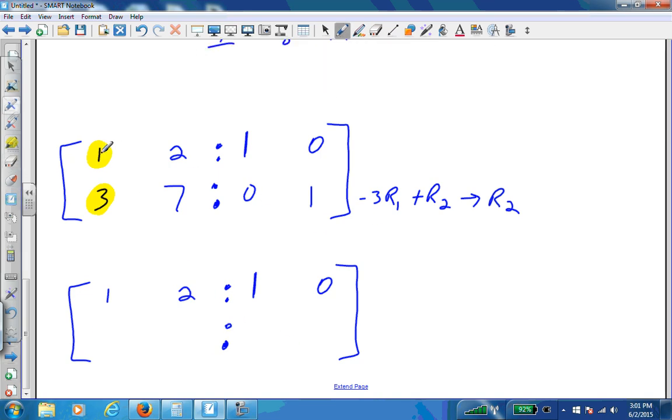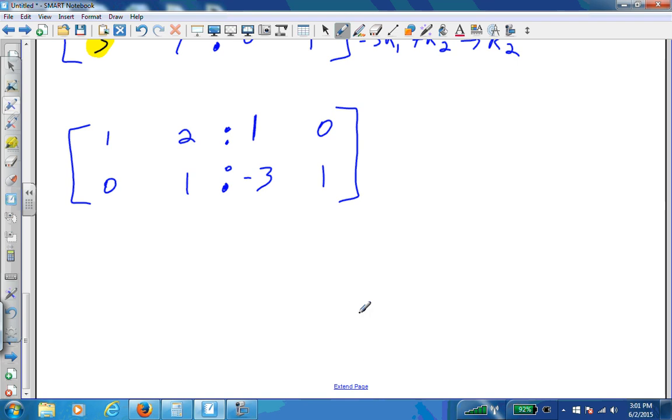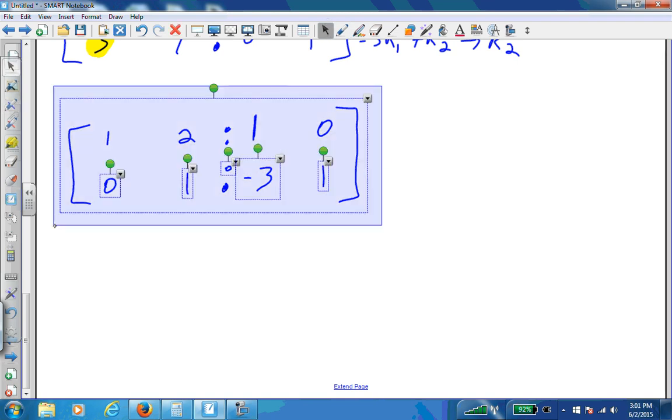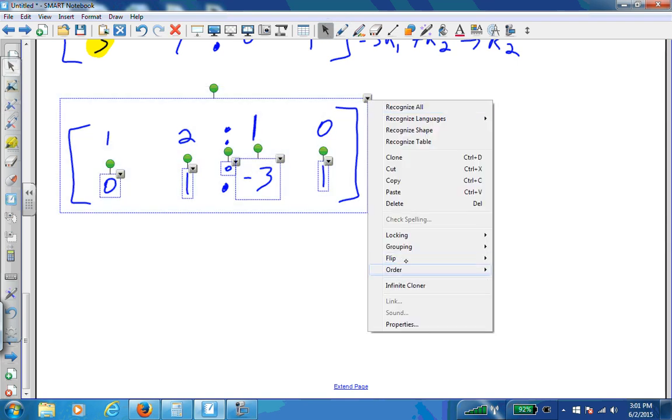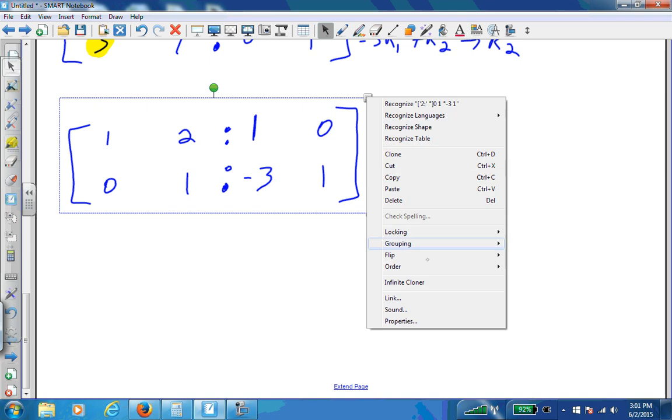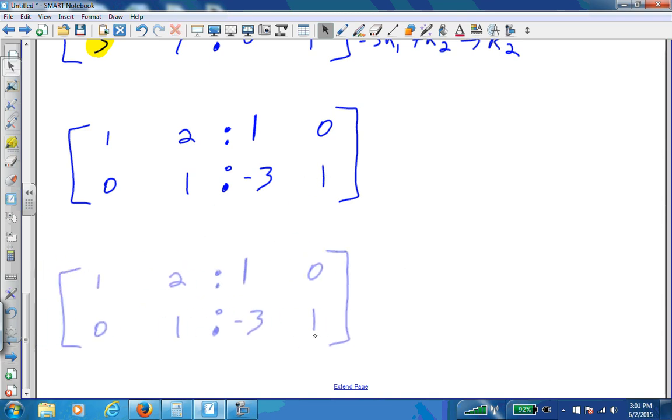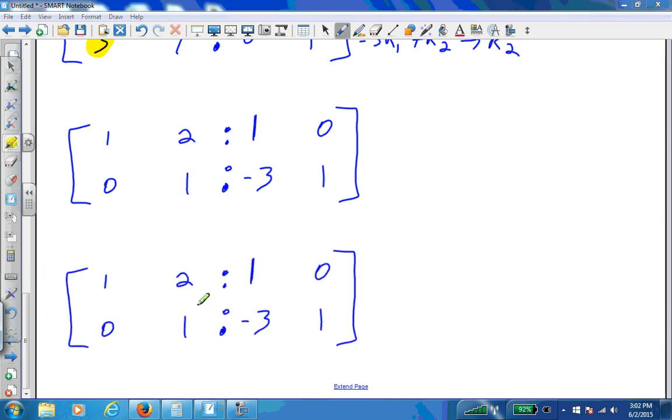Our second row, so -3 times this is -3 plus that is 0. -3 times that is -6 plus 7 is 1. -3 times this, that's -3 plus 0. -3 times this is 0 plus 1 is 1. So now that's row echelon.